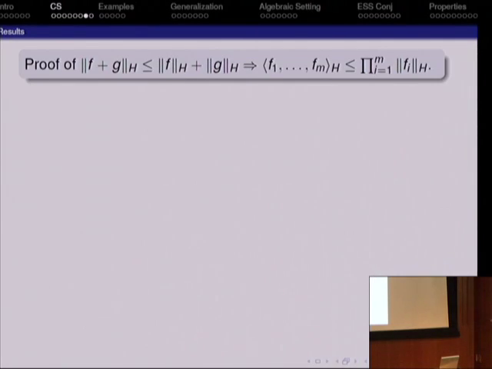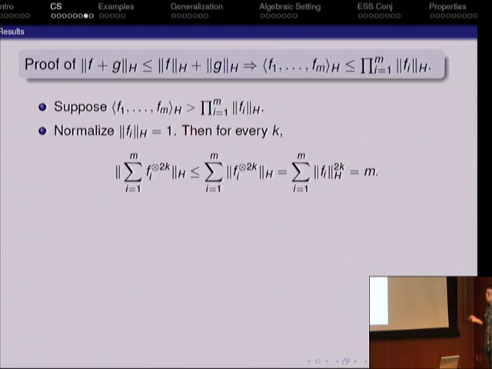Now, for the proof of the other direction, we're going to use these tensoring properties that we saw. So now we are assuming that the triangle inequality holds. We want to show that for any set of functions, we have this Cauchy-Schwarz type inequality. And how does the proof go? It's by contradiction. So suppose I can find a bunch of functions such that their product is larger than the product of their norms. Now, for now, let's assume that none of these norms is 0. So we can normalize and assume that all of them are actually 1. Both sides are homogeneous with respect to scaling. So I can scale all these functions to make sure that they all have norm 1.